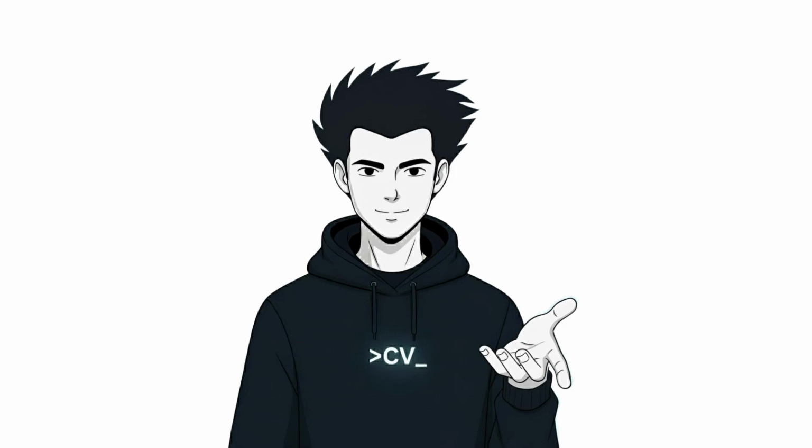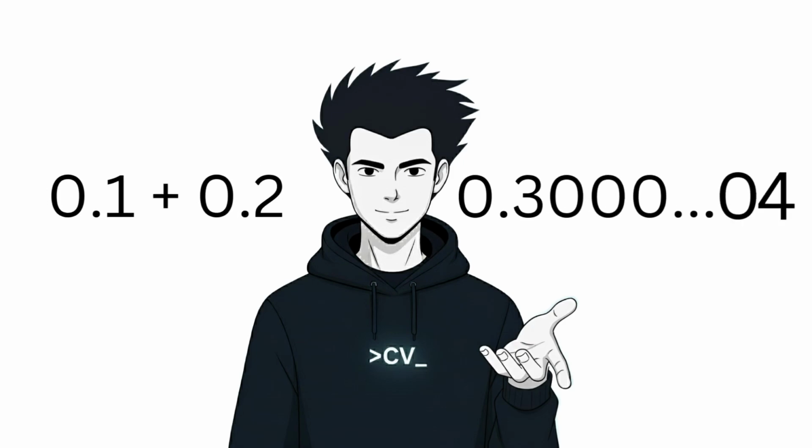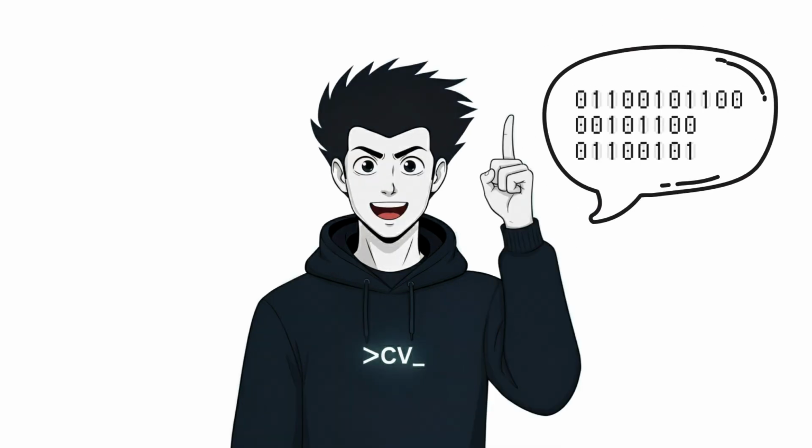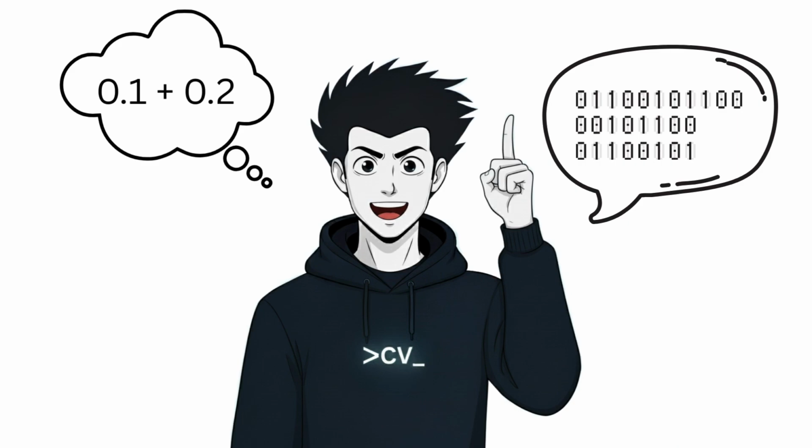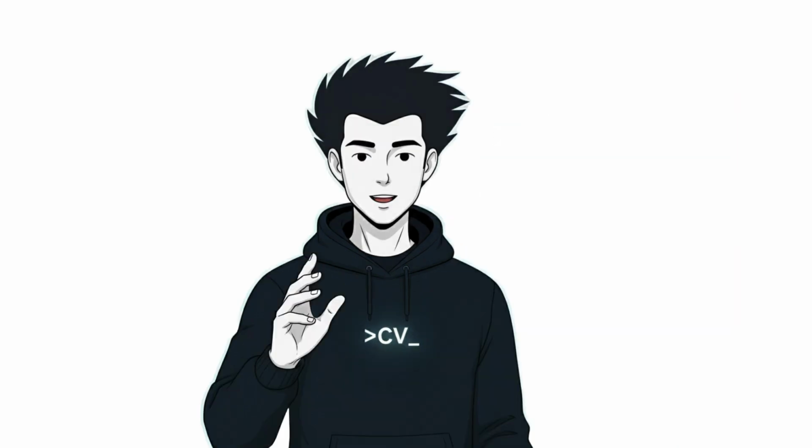So remember, when you see 0.1 plus 0.2 giving you that weird result, your computer isn't glitching. It's just speaking binary while trying to express decimal thoughts. Understanding this helps you write better, more reliable code and appreciate the hidden complexity in even the simplest calculations.